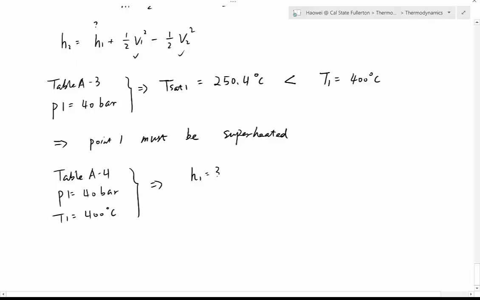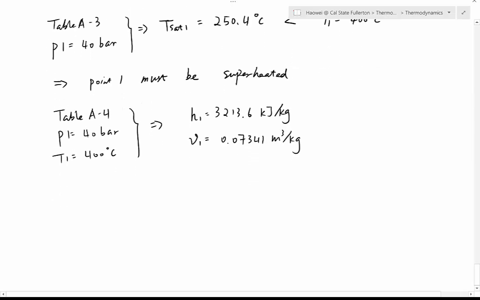H1 is 3213.6 kilojoule per kilogram. And then I also write down specific volume, nu one, which is 0.07341 cubic meter per kilogram. So now let's go back to our equation regarding H2. Do we have everything in the right hand side now? Yes, I have everything in the right hand side. So I can easily find H2.